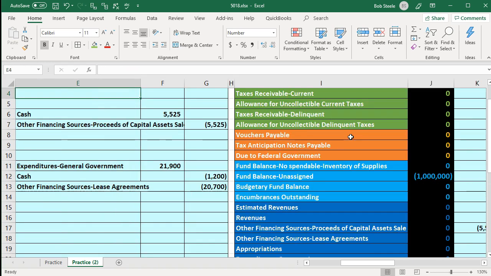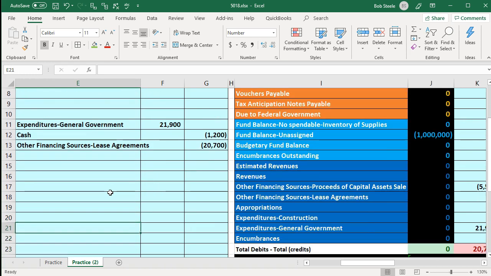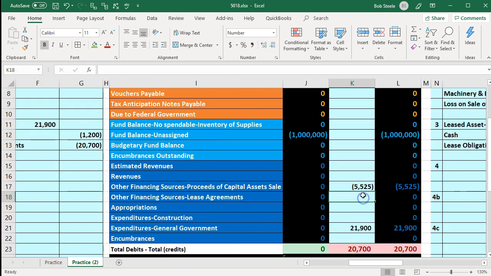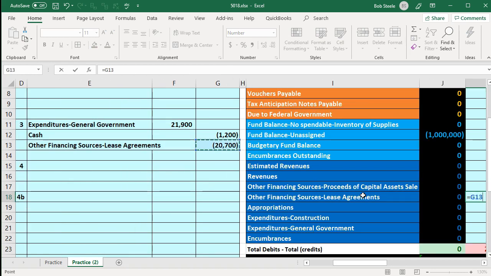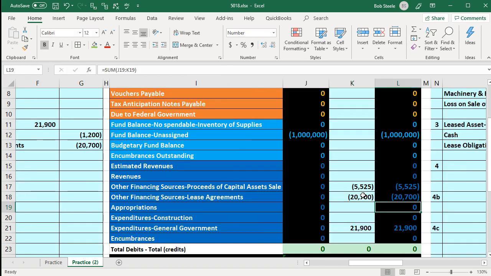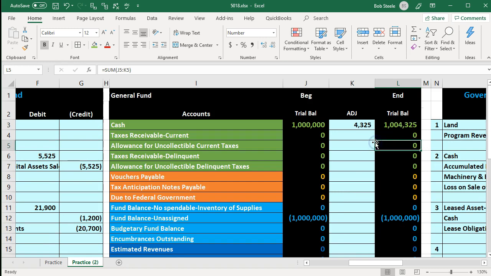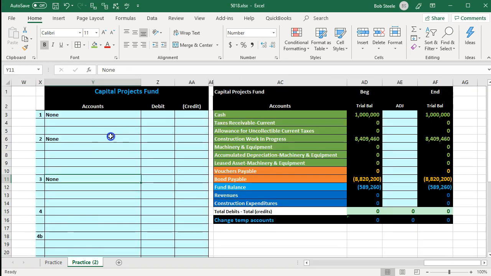Then we're going to pick up the other financing lease. So that's going to be down here in more the temporary type of activity. Other financing sources. In cell K18, equals, and scrolling back over, we're going to pick up that 20,700 and enter. So there we have it. You can see it basically nets out in the temporary type of accounts here, and then we record the cash up top. Once again, no activity in the capital projects fund here because the machinery is not related to the capital projects fund. Now we're going to go to number 4.